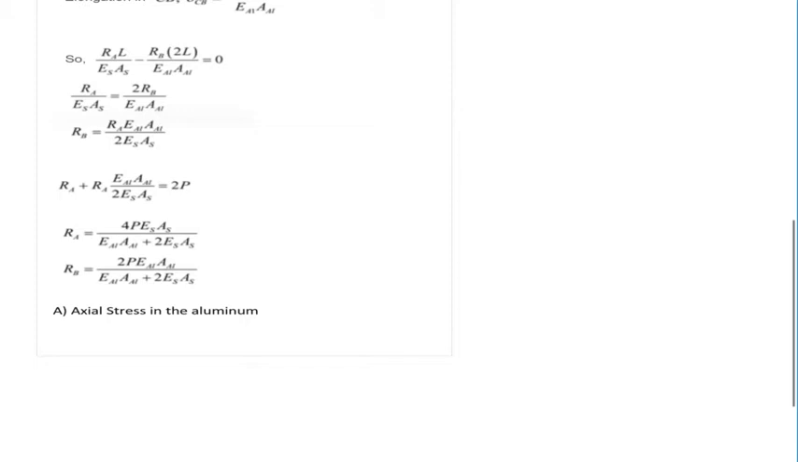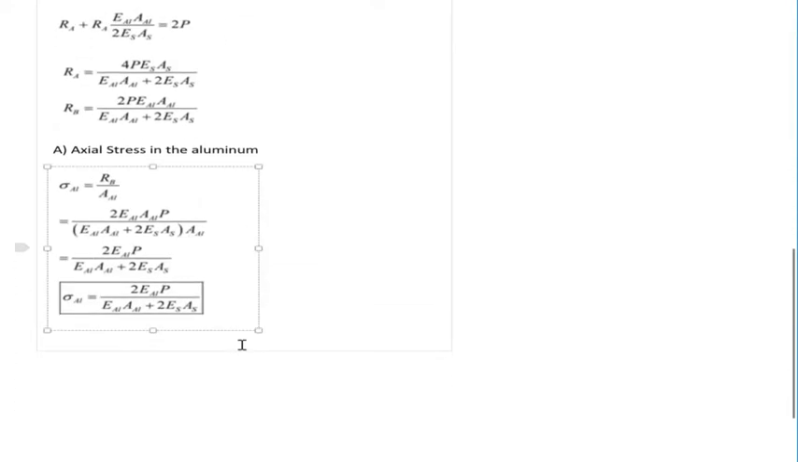Okay, so if we do that, we will find the following. Simplifying all of this, we will find that the stress in the aluminum will be equal to 2 times the modulus of elasticity of the aluminum times the load, P, divided by the modulus of elasticity of the aluminum times the area of the aluminum, plus 2 times the modulus of elasticity of the steel times the area of the steel.